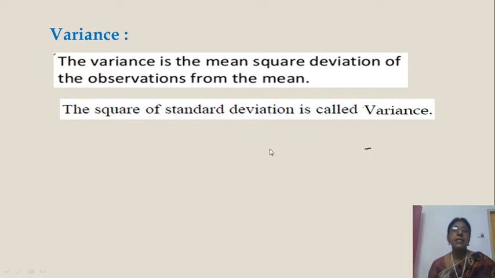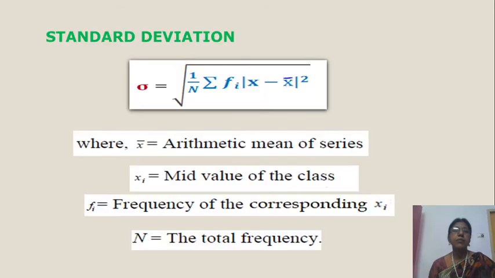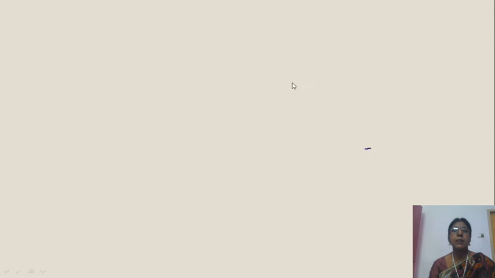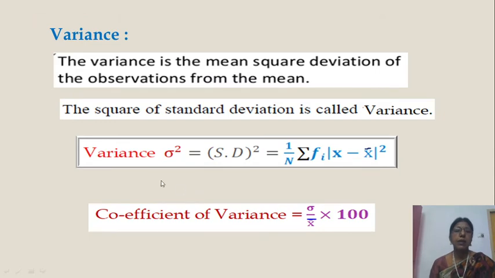So in SD, what is the first formula ma? This one is the first formula. Sigma is root of 1 by n sigma fi x minus x bar whole square. This is the mean, so you call it the mean method. For sigma square, the square root is removed. So sigma square is 1 by n sigma fi x minus x bar square. This is the mean method. Okay ma? Remove the square root from SD, because SD square is sigma square. Variance is SD square or sigma square. Coefficient of variance is sigma by x bar into 100.